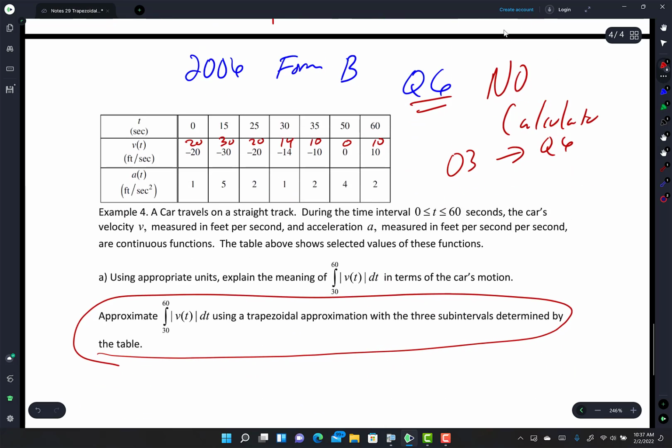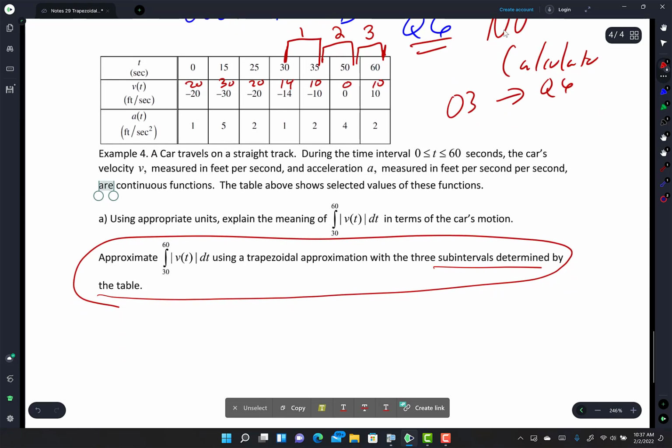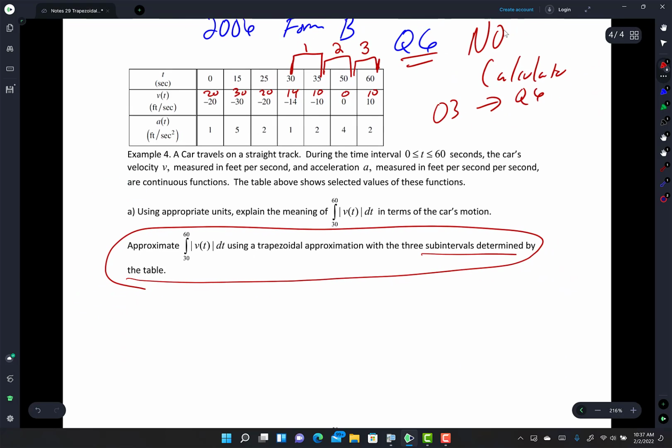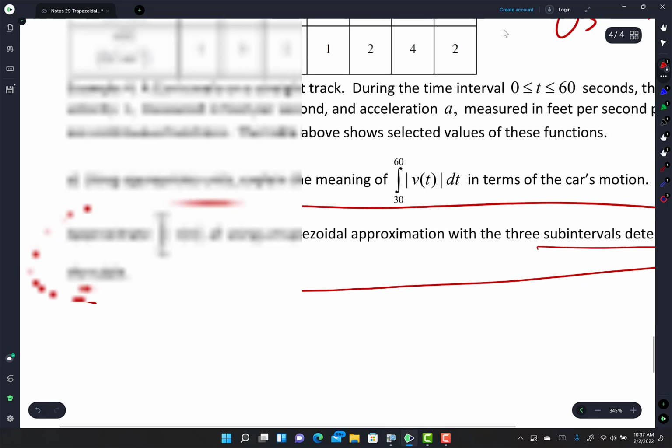They wanted three subintervals determined by the table. Here's 30, here's 60. So here's my first trapezoid between 30 and 35. Do you guys see that? I'm going to call that number 1. Between 35 and 50, that has to be trapezoid number 2. And between 50 and 60, that has to be trapezoid number 3. Are we okay so far? All right, here we go. Area of a trapezoid, base 1 plus base 2. What's going to be my first base?